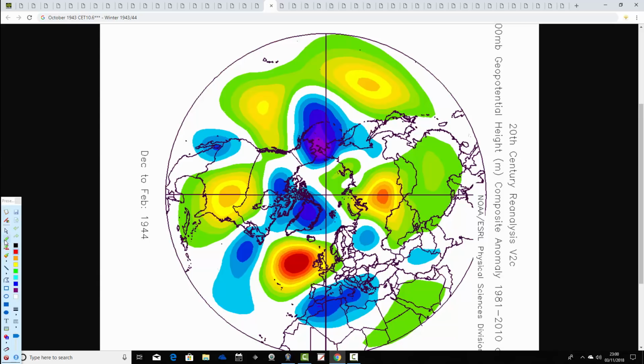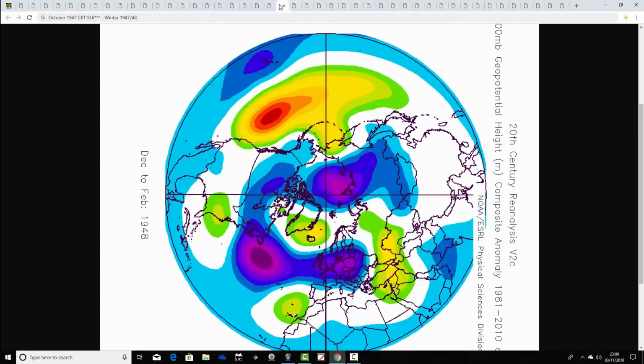The winter of 43-44 is a quiet anticyclonic winter with high pressure centred just to our west. Not much going on during that winter. We have another CET for October, bang on October 2018. This is October 1947, again coming out at 10.6.